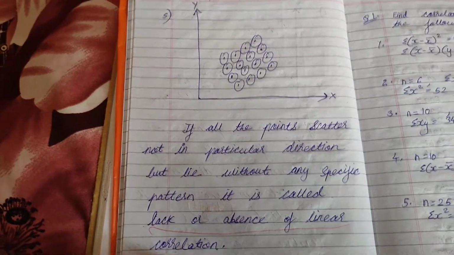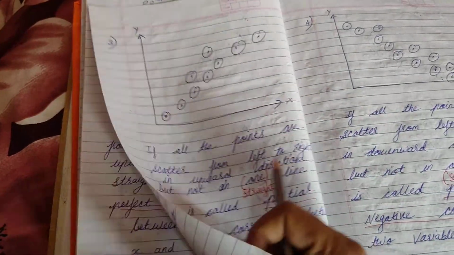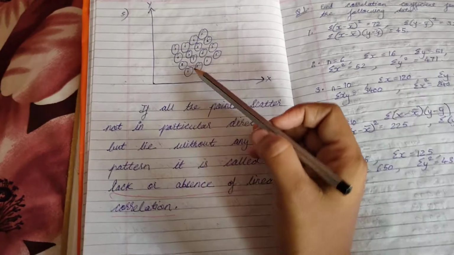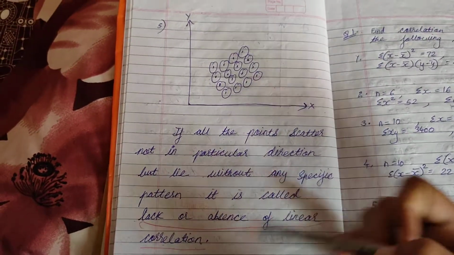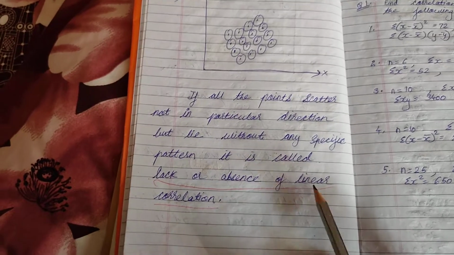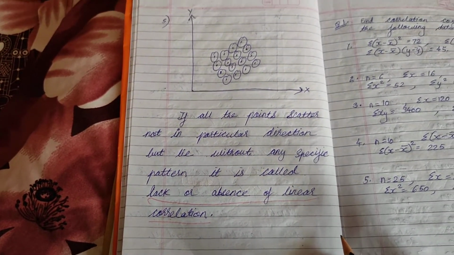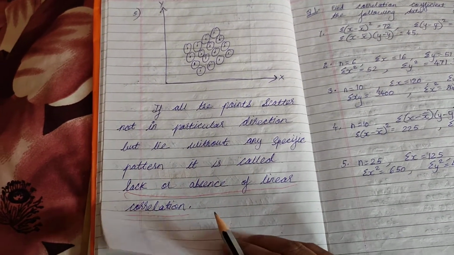As we have seen, we were having a straight line from up to down, down to upward, but in this lack of correlation we will not be having any specified pattern. This is called lack or absence of linear correlation. These were the five types of scatter diagram.